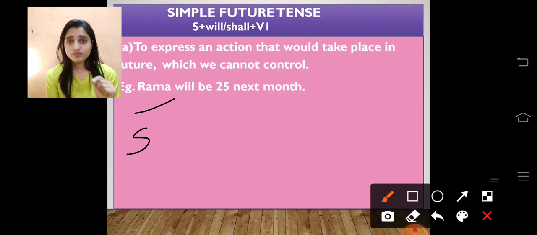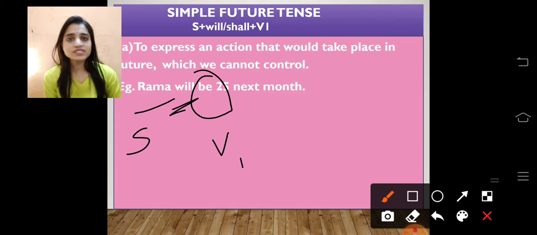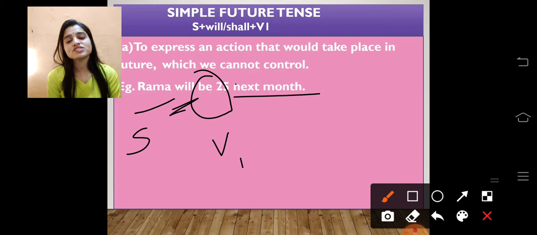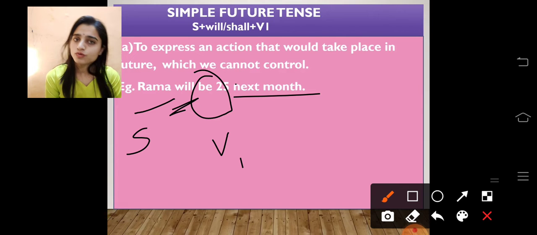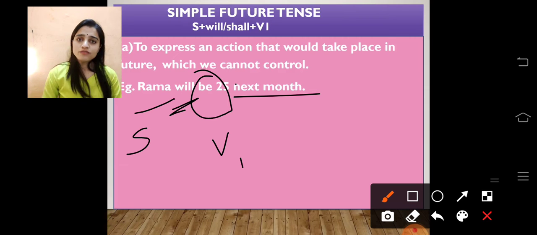Because it is a future tense, in future what will you be using? Will. Then v1 form: be is the first form of the verb, and then your object. So this is the simple structure of simple future tense, that is, you have the subject, then will or shall, and the first form of the verb. And the first usage is this: we use the simple future tense to express the action that would take place in a period in the future.